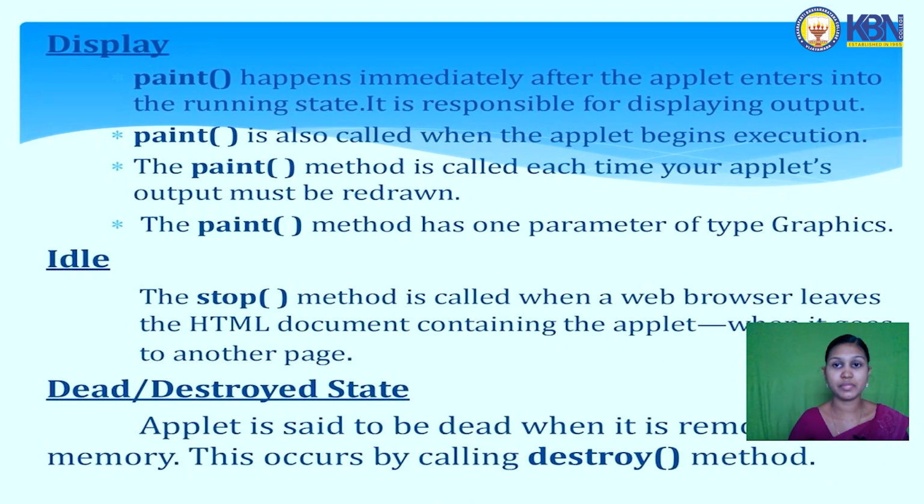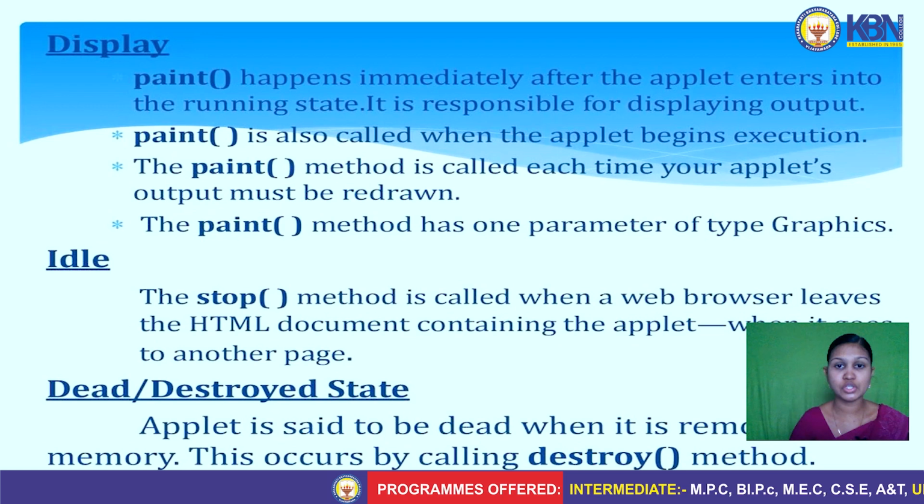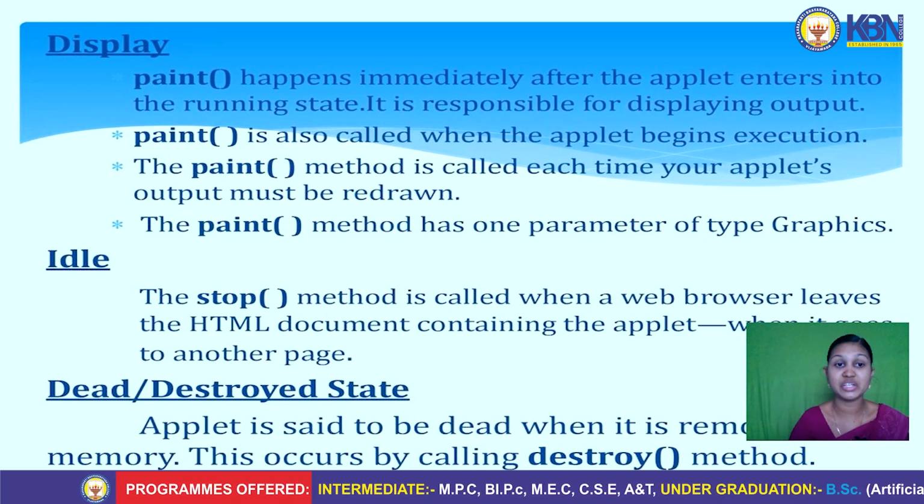What is the display method? Immediately the applet enters the running state, and finally its responsibility is only displaying. Running means the program logic will be executed, then finally the system will send the output. That method is the display method. In an applet we call it the paint method. Paint method means when the applet begins execution, this method is called each time your applet output must be redrawn.